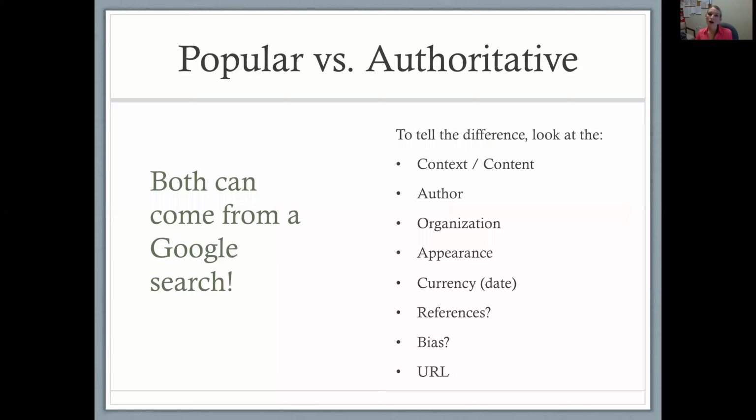Now, popular versus authoritative is the most difficult one, at least I think it's the most difficult one, because you find them in the same place. You find them when you're searching Google. It's just a difference in quality, right? It's a difference in trustworthiness and reliability. And when we're telling the difference between popular and authoritative sources, we want to look at the context. So what is this information put out on the internet for? Is it just to educate people? Are they trying to sell something? What's the purpose behind this information?